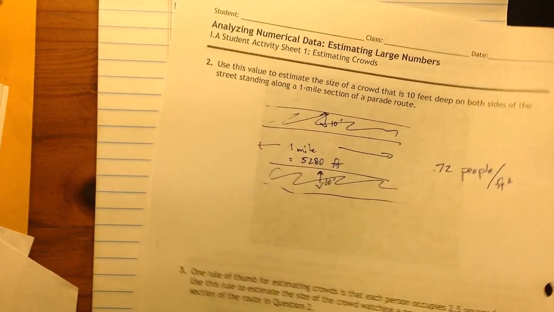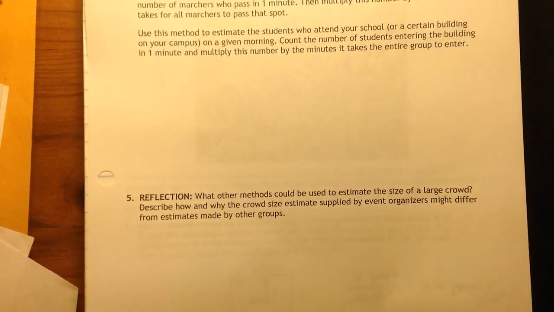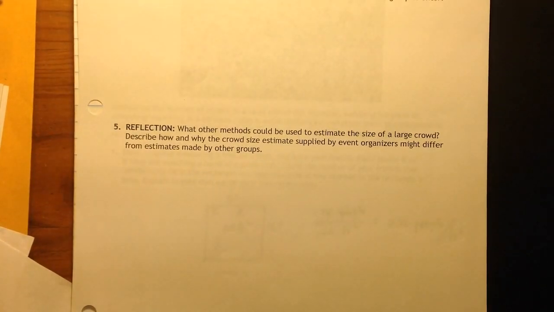The last thing is a little bit of a thinking question. We'll skip over 4, but look at number 5. Number 5 says, what other methods could be used to estimate the size of a large crowd? Describe how and why the crowd size estimates applied by event organizers might differ from estimates made by other groups. We hear this all the time. One group will say, "There were 50,000 people there," and someone else will say, "No, there were more like 10,000 people there." So what methods might be used, and why do we get such differing opinions here? What do you think?